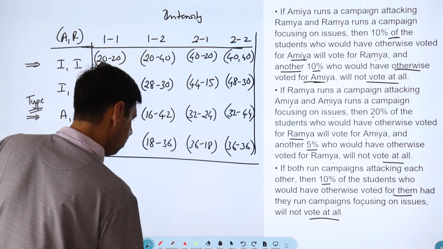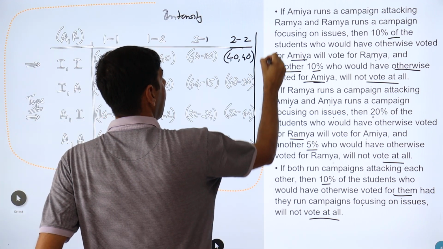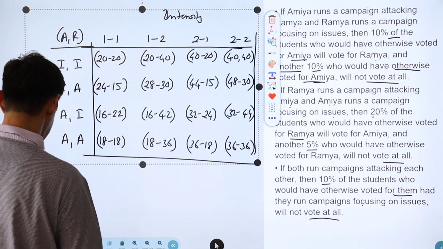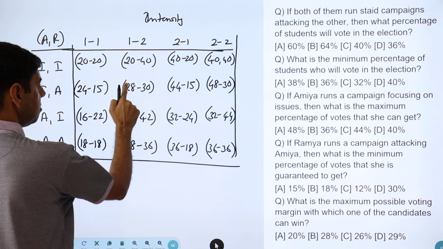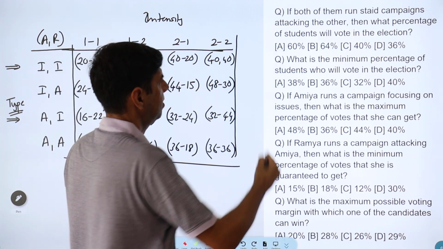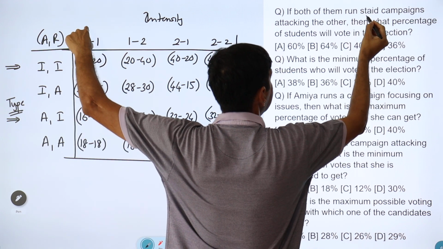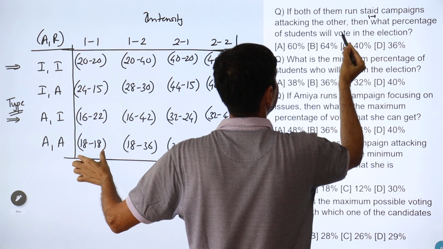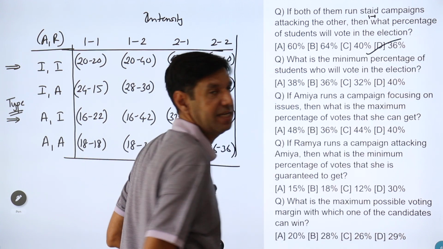So let me quickly select this and go to the questions. Let me copy this, go to the questions, paste it. And actually all the questions you just have to read out from this, right? So I don't think this next part has any value, but still, if both of them run 1-1 campaigns attacking the other, then what percentage of students will vote in the election? 18 and 18, 36.